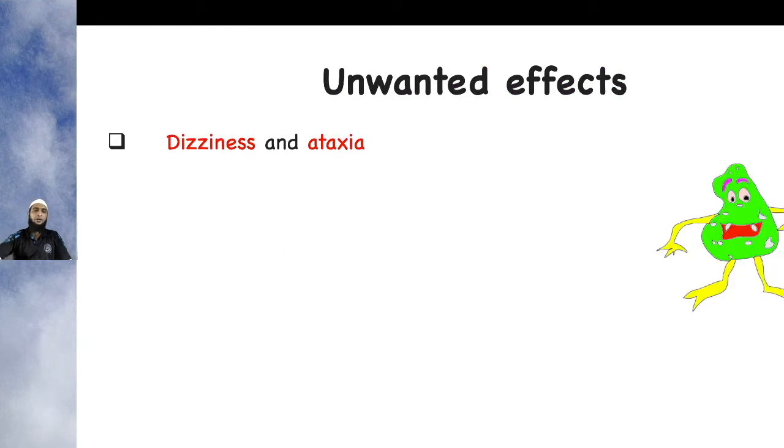Let's see what the unwanted effects are. Carbamazepine produces dizziness, that is the feeling of being giddy, and sometimes you may experience vertigo. The patient suffers from dizziness, and also from ataxia, that is a loss of body control. Maybe you want to walk but you are unable to walk, you want to move your hand but you are unable to move your hand. This is called ataxia. This is one of the common symptoms in the case of carbamazepine. Patients suffer from dizziness and ataxia.